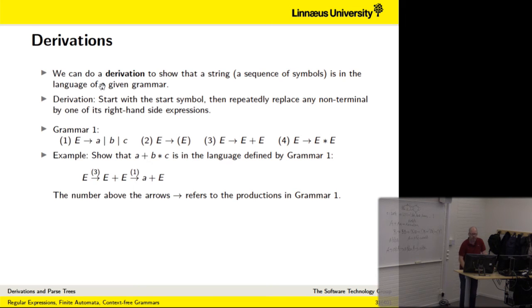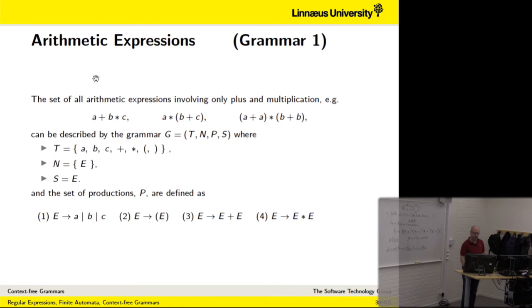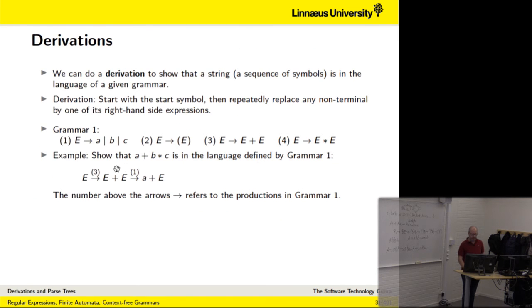So if I would like to show that this one is a part of this language, what I should do is take my start symbol, look at these productions, and try to derive this string. This is called a derivation. We are proving that a certain expression is a part of this language. So assume that I would like to show that this one is in the language defined by grammar 1.